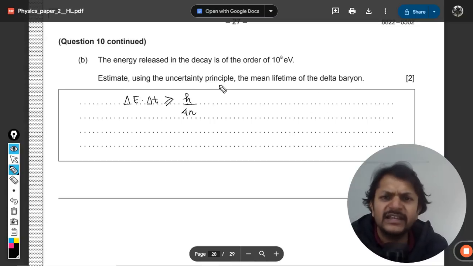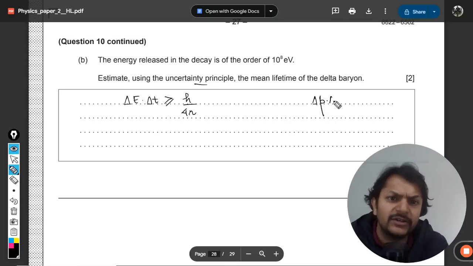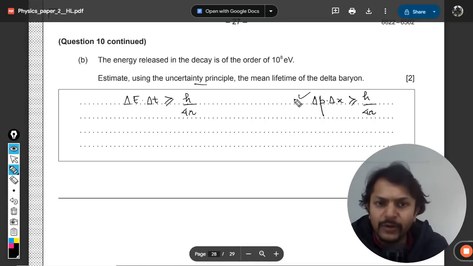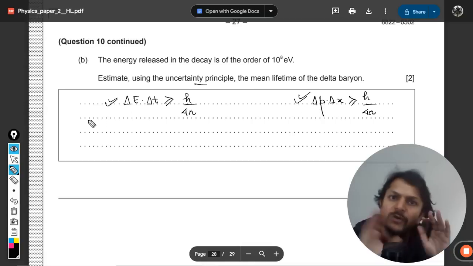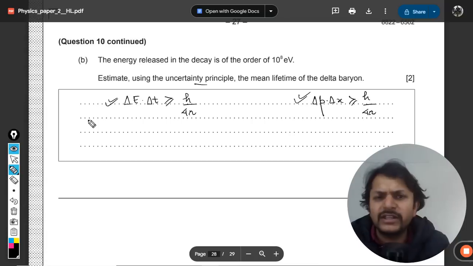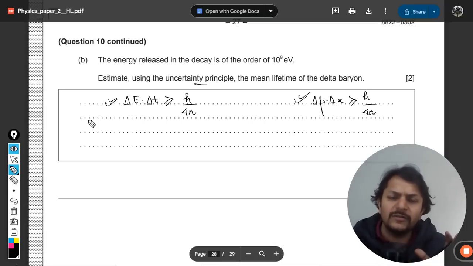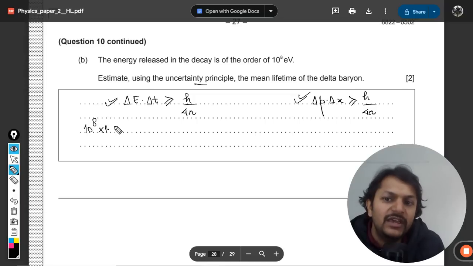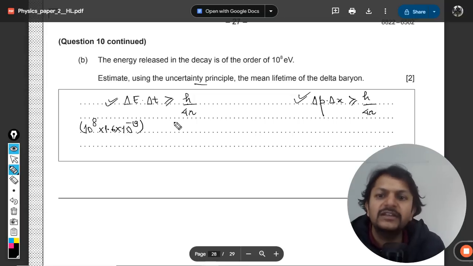So usually I say that from the uncertainty principle, only two formulas are there, like delta P into delta X greater than or equal to h by 4 pi. So either you would be getting a question from this, or you would be getting a question from this. And that is why you just need to substitute the value and get the answer. There is nothing that you have to explain. So E is 10 raised to power 8, but because it is in eV, we have to convert it into joule also, because everything here is in SI units.